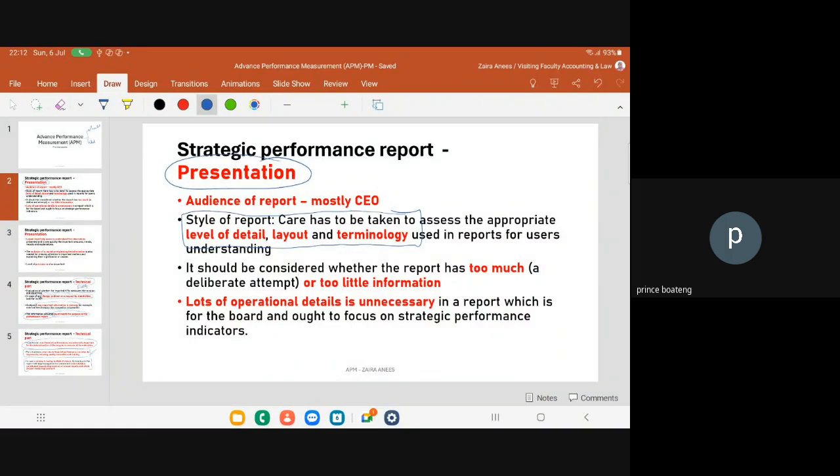Important information should be mentioned at the start of the report. Less important information should be mentioned at the end of the report. That's important.